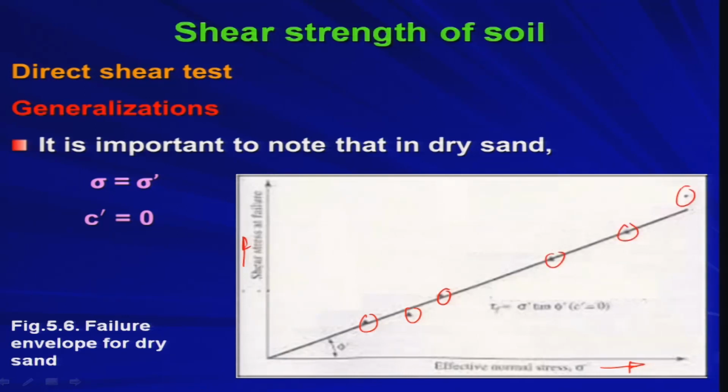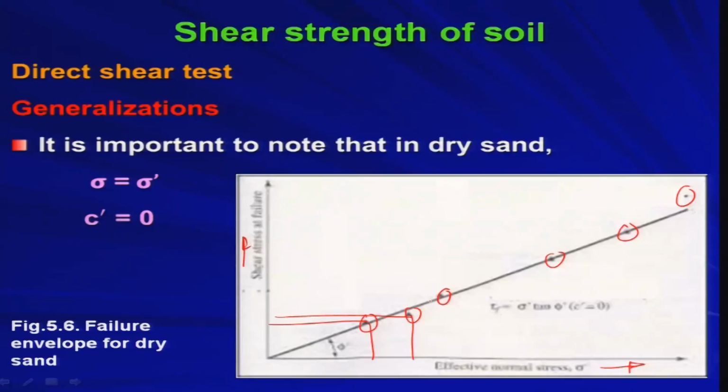These points are obtained at different normal stresses, giving you the failure shear stress. With these data points, if you draw a line, you get a linear relation; the Mohr-Coulomb failure criterion is assumed linear for most soil mechanics problems. Therefore tau f is equal to sigma prime tan phi prime, as c prime is 0. We have already discussed that c prime for dry sand is 0, therefore there is no cohesion.